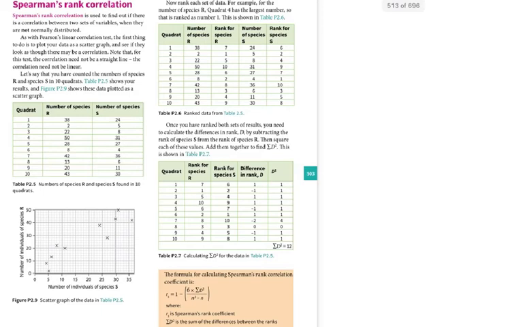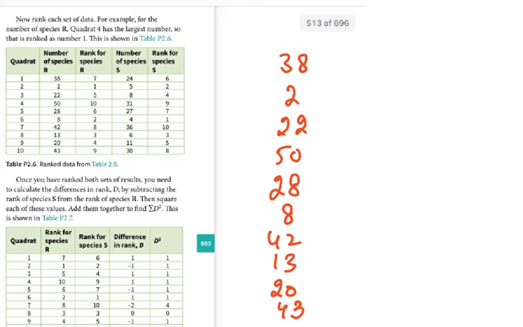What we do with this is we rank it. Now that's something which we need to understand and be very clear about. What do we mean by rank it? Let's look at species R. Now I've just written these numbers again: 38 in the first quadrat, 2, 22, 50, 28, 8, 42, 13, 20, and then 43.